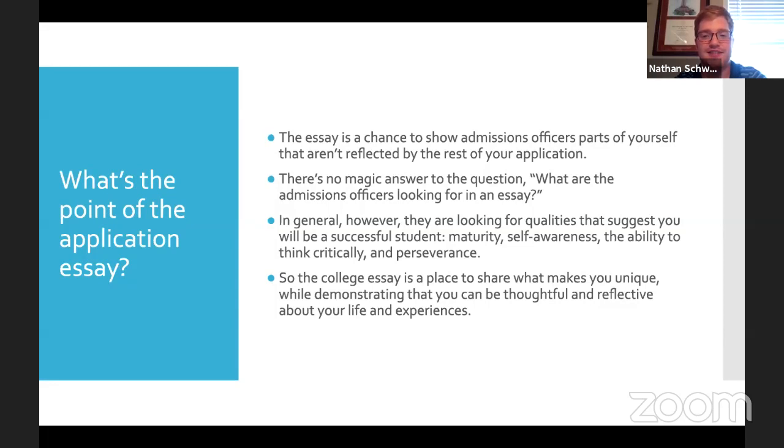So there's not really any magic answer to what they are looking for in the essay, but generally speaking, it's always good to include qualities that suggest that you'll be a successful student in college, such as maturity, self-awareness, critical thinking, perseverance. It's also a place to share what makes you different from every other student, and that you can be thoughtful and think critically. There's not really a formula per se of what you have to write about in regards to these prompts. So there is definitely room for you to be creative and make the prompts your own, because like I said, every single one of you is unique.